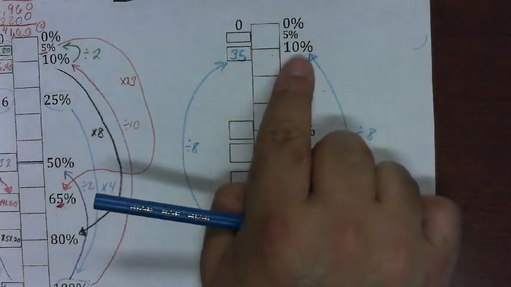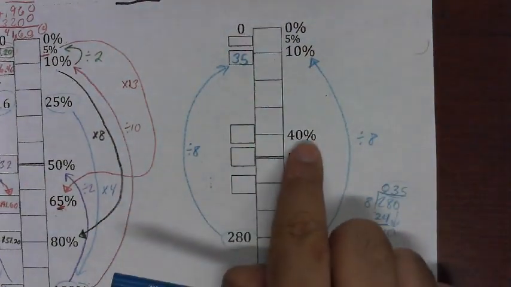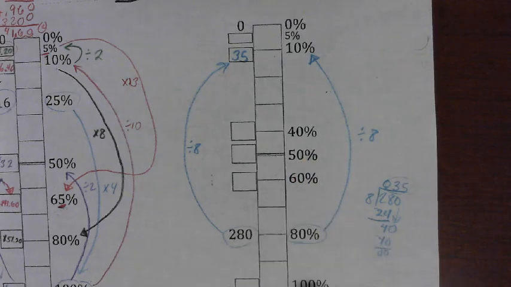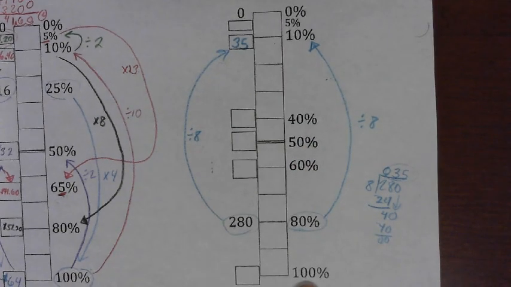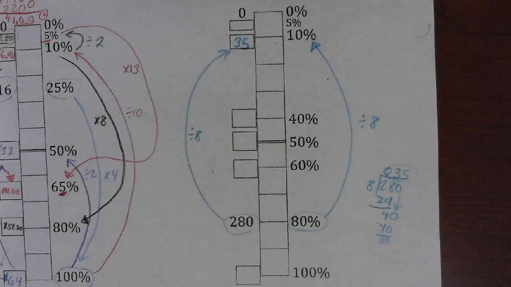So once you find this relationship with 10%, the rest of them end in a 0, like 40, 50, 60, and 100. All of those can be found really easily because they all end in a 0. So that's why I kind of did that one first.